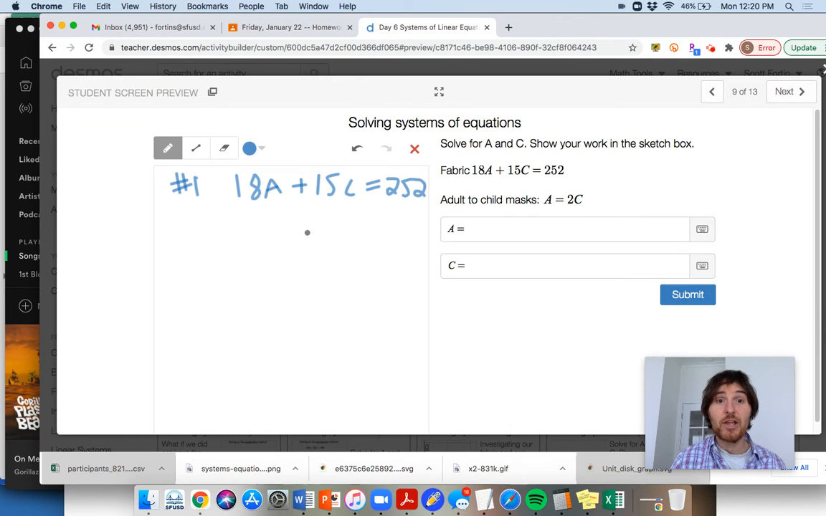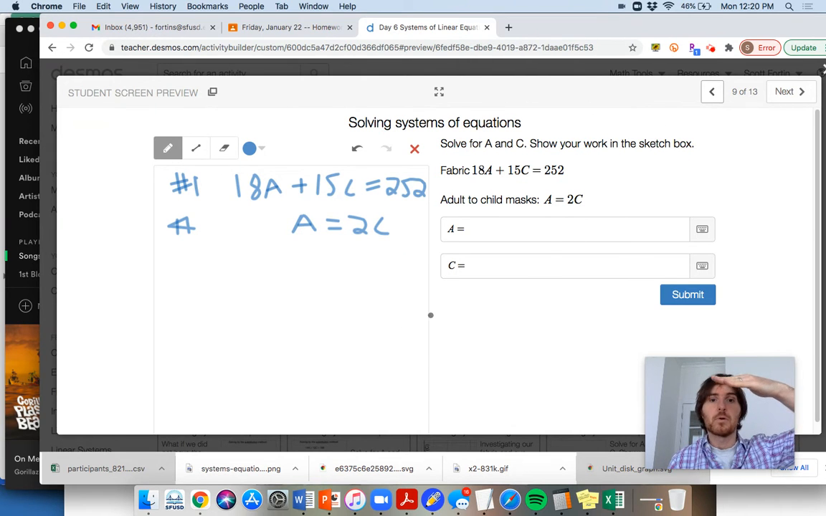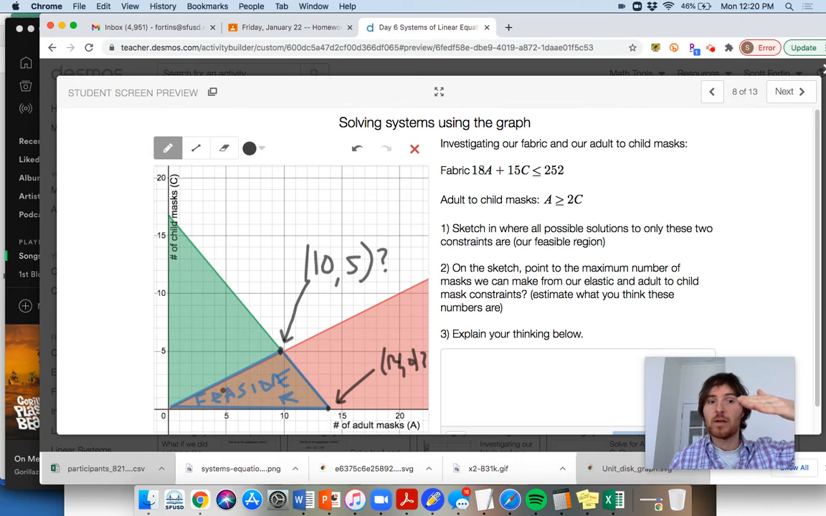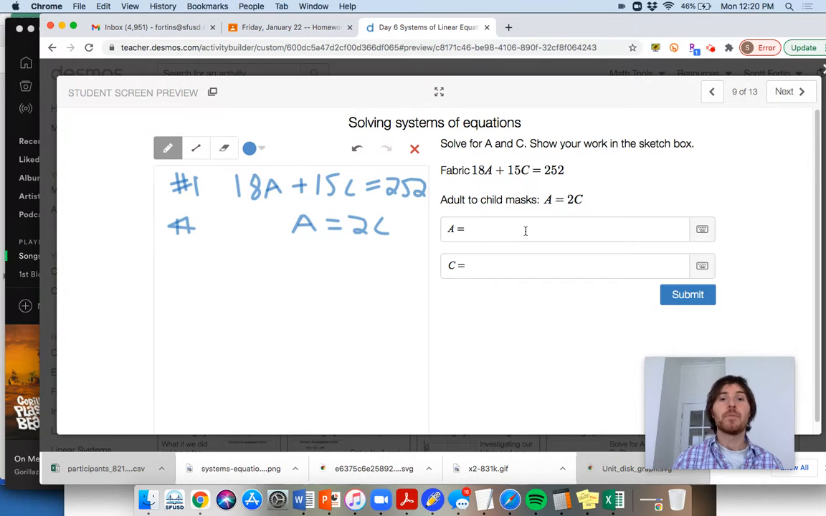Then I've got equation number 2, which is that A has got to be twice as much as C. So we're getting that maximum there, right? High up on the graph would be the borderline. The borderline is a statement of equality. This is the line x equals 2y, or A equals 2C.